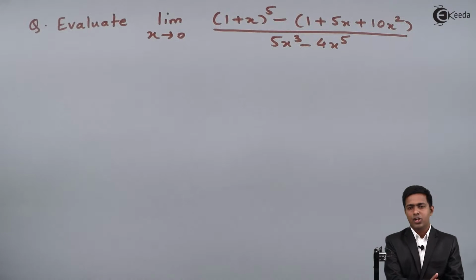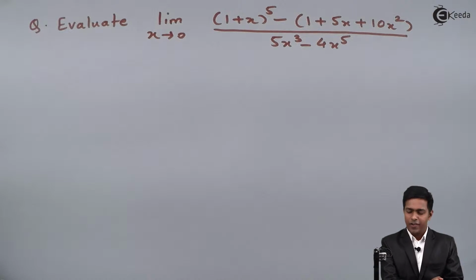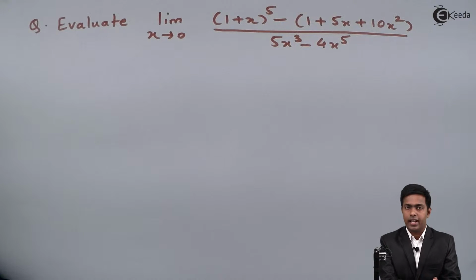Hello everyone. So here in this problem we have to evaluate the limit x tends to 0 of (1 plus x) whole raised to 5 minus (1 plus 5x plus 10x square) whole upon 5x cube minus 4x raised to 5.